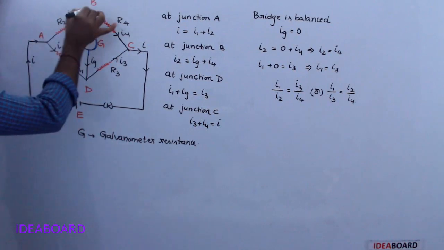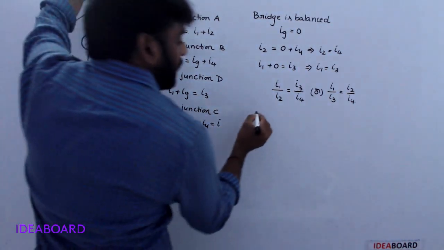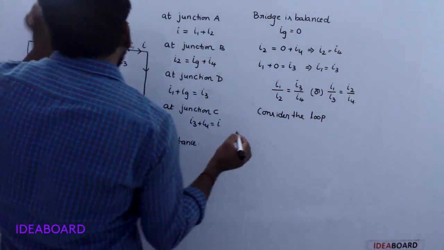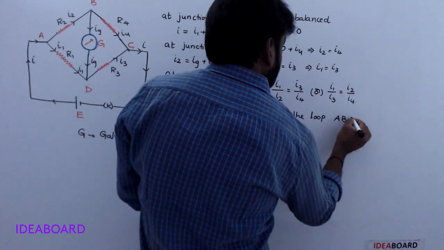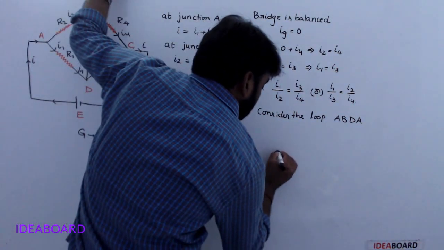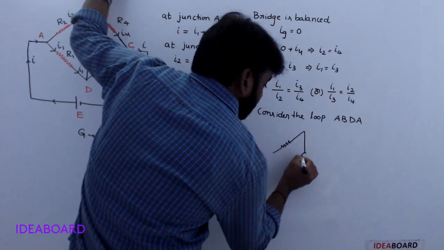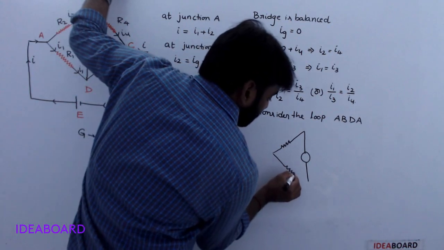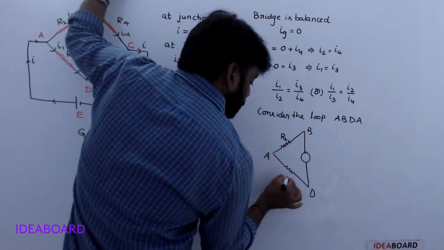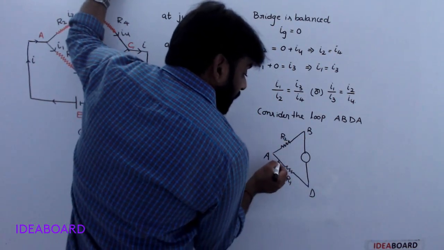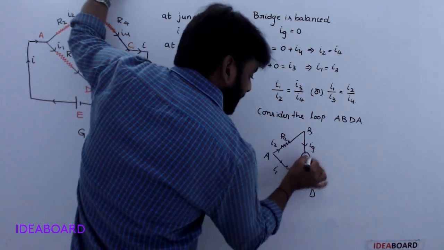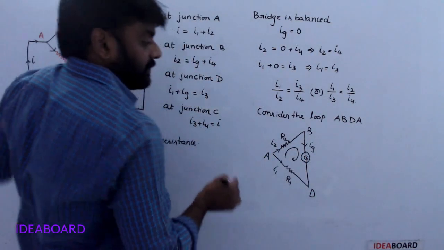Now consider the loop A, B, D, A. For our convenience, I draw it again here. It has resistor R1, resistor R2, the passing current is I1, this current is I2, this current is Ig. You take the loop clockwise.